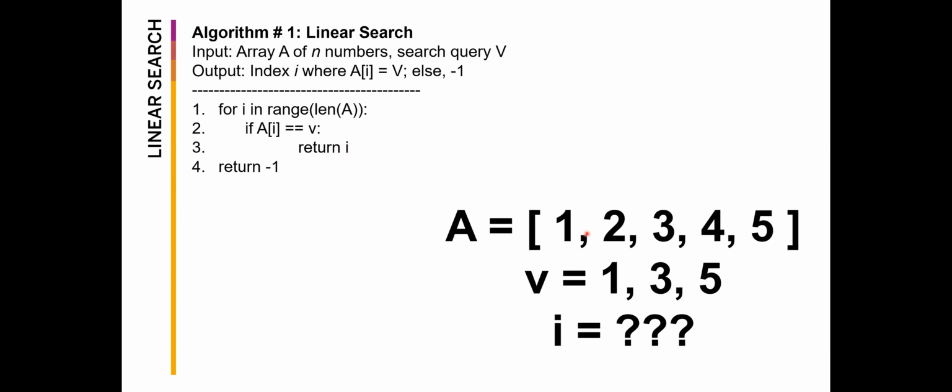Now, if we have an array A of 1, 2, 3, 4, 5, and we have inputs in the list or array. If we have three different V's, 1, 3, and 5, what should be the value of I? So if V is equal to 1, what should be the value of I?